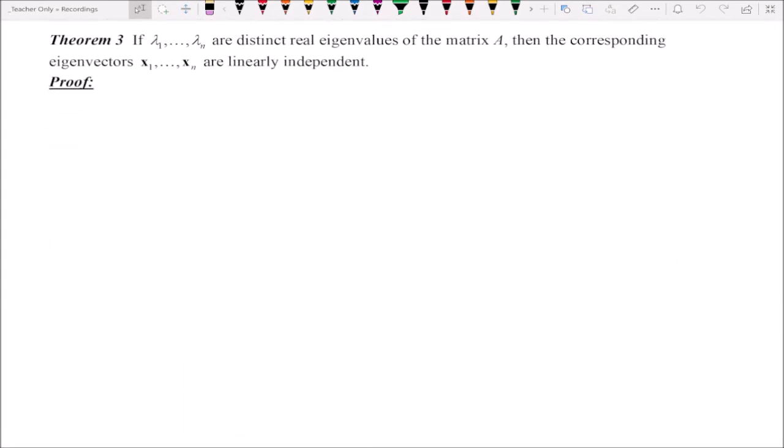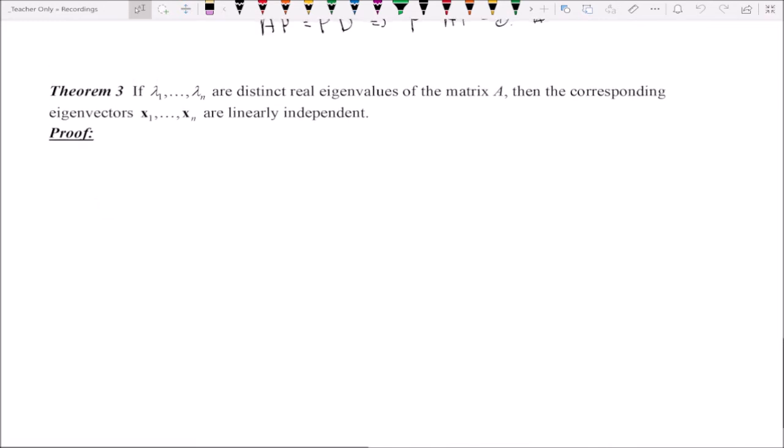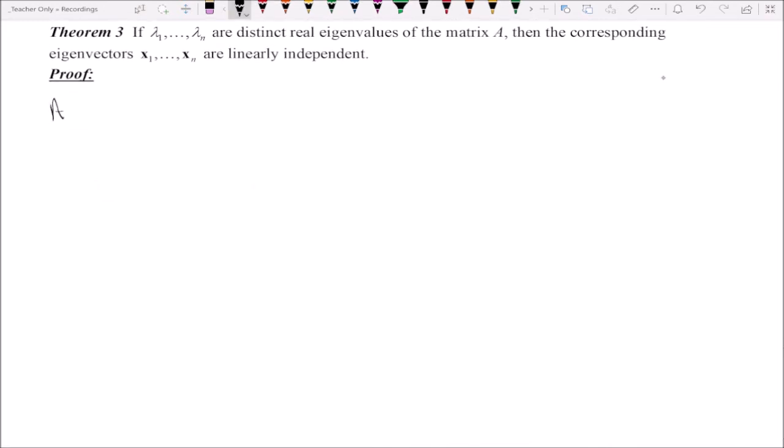If lambda 1 through lambda n are distinct real eigenvalues of the matrix A, then the corresponding eigenvectors x1 through xn are linearly independent. We will do this by contradiction. So what we will do is assume that x1 through xn are linearly dependent.